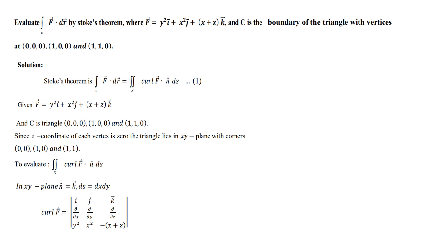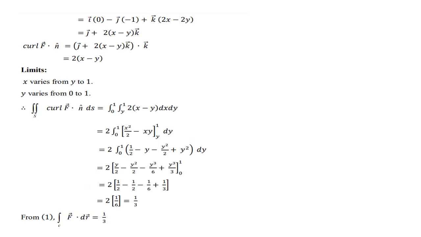So curl f is going to be the determinant of i, j, k, del by del x, del by del y, del by del z, y square, x square, minus x plus z. By using the determinant, we will get the value of curl as 2 into (x minus y). Now, by applying the limits, x varies from y to 1 and y varies from 0 to 1, we can find the double integral of the dot product of curl f vector and n cap.